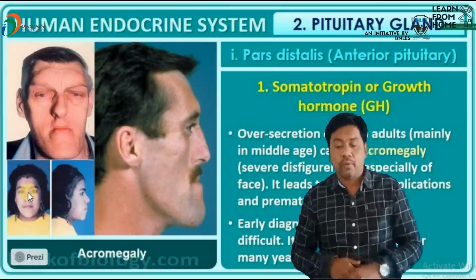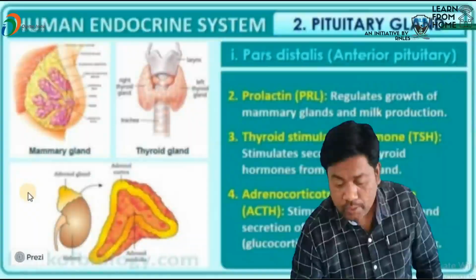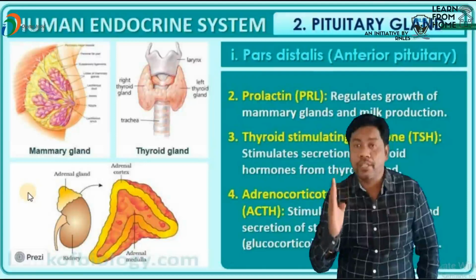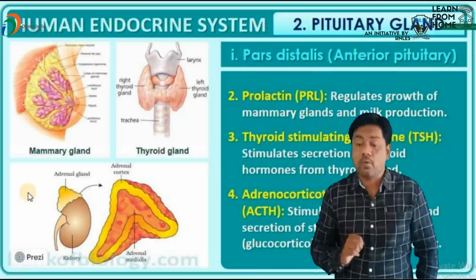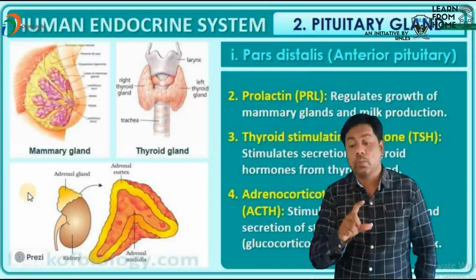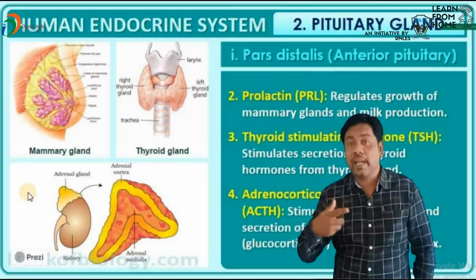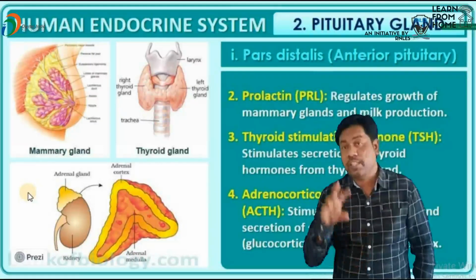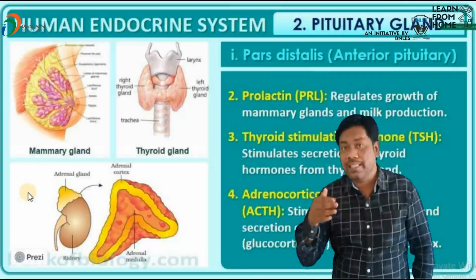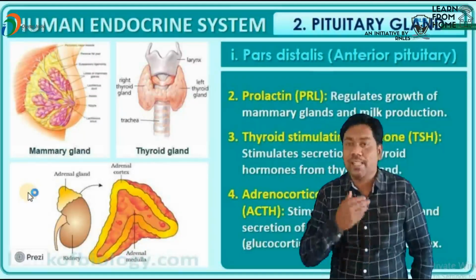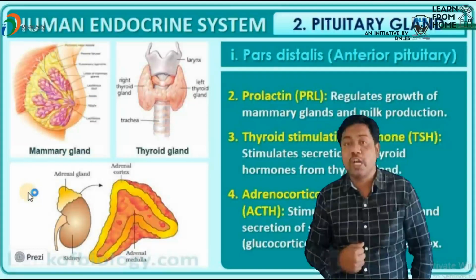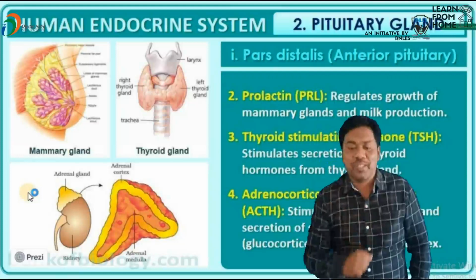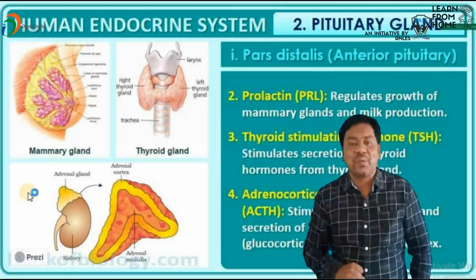This is a very important disease, beta. And the next one is prolactin, the second hormone. It is produced from the anterior pituitary and is known as prolactin hormone. It regulates the growth of the mammary gland and milk production. Milk synthesis and secretion occur in the breast, also known as the mammary gland, under the influence of prolactin. That's why prolactin is also known as a lactogenic hormone. Which hormone is known as lactogenic? Beta, prolactin.